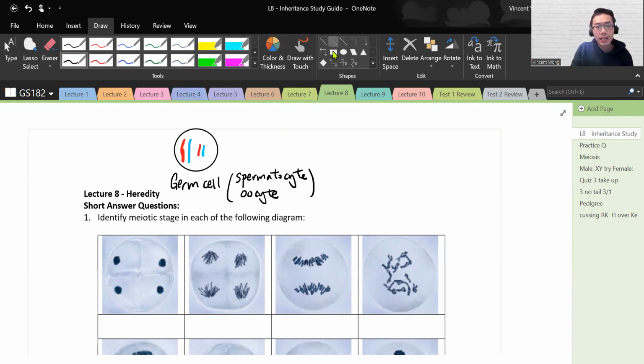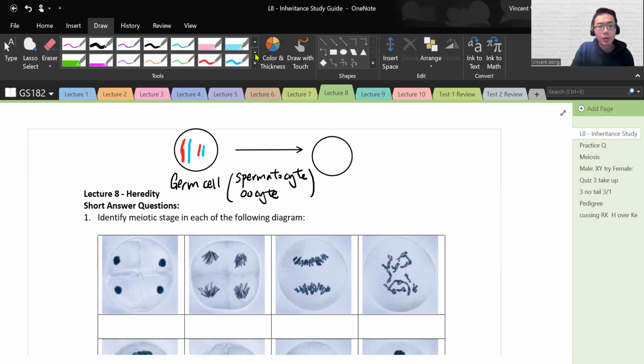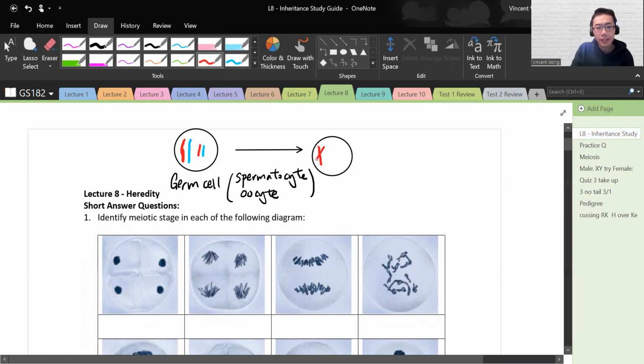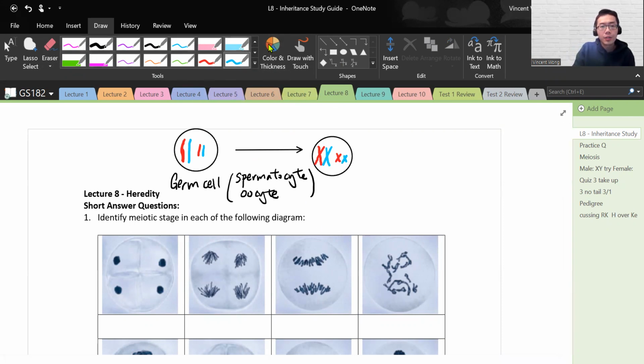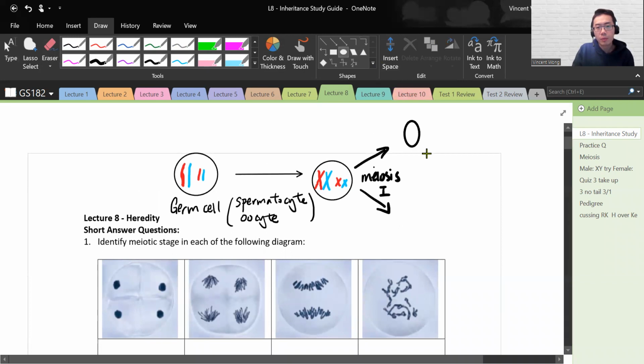And then what happens is we will duplicate the genetic material. So afterwards, we will have the sister chromatids stuck together, okay, like so. And you will separate them. You will separate them in meiosis number 1. Meiosis 1 is the first division, and afterwards we would get 2 cells.